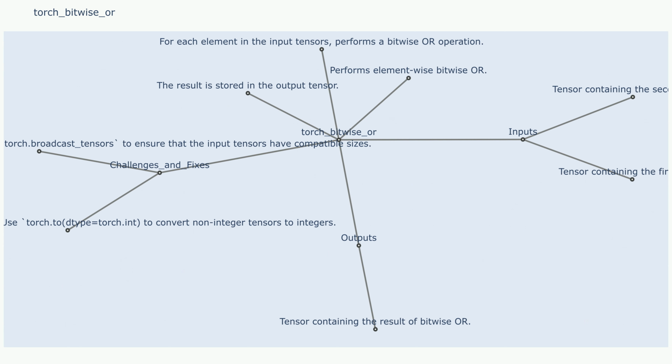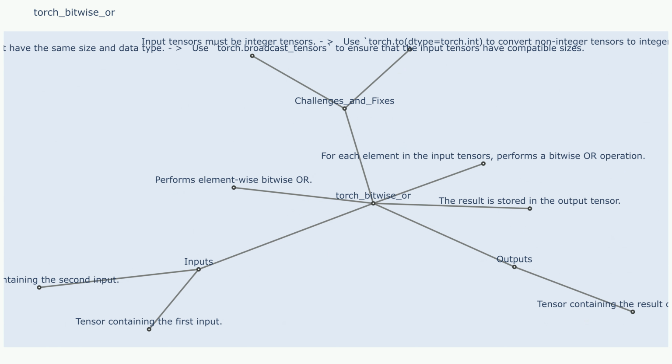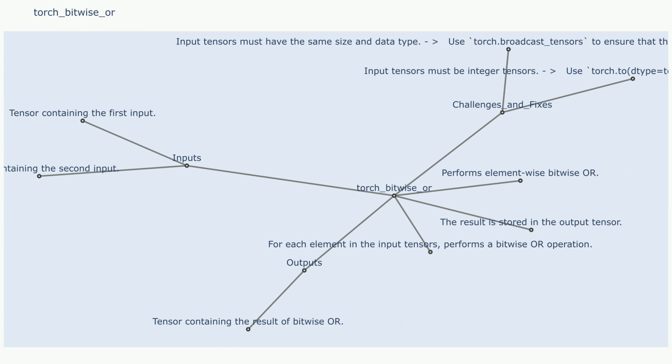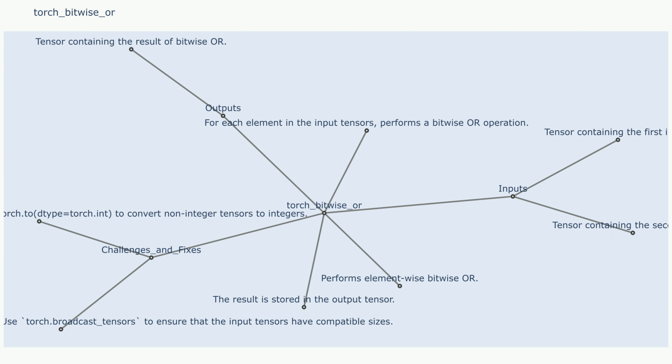Steps. Step 1, the torch.bitwise_or function iterates through each element of the input tensors, comparing the corresponding bits in the two tensors. Step 2, for each element, if at least one of the corresponding bits is 1, the output element is set to 1. Otherwise, the output element is set to 0. Challenges and fixes. Challenge 1, input tensors with incompatible shapes.